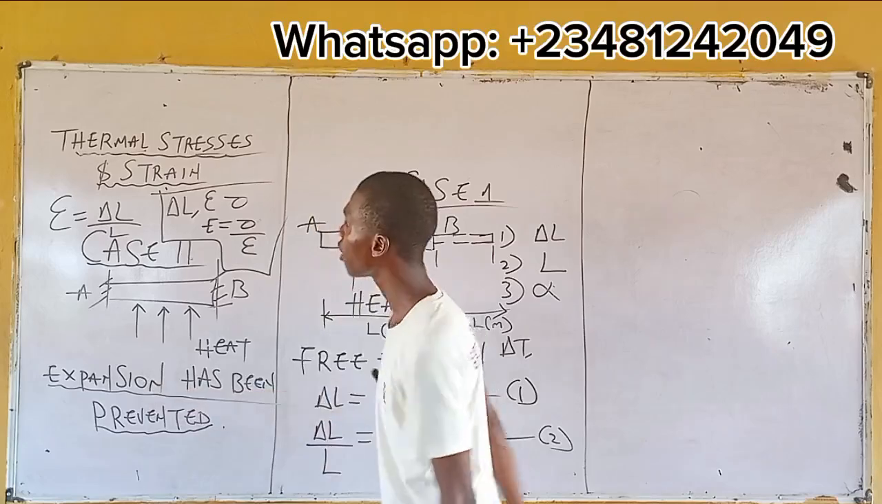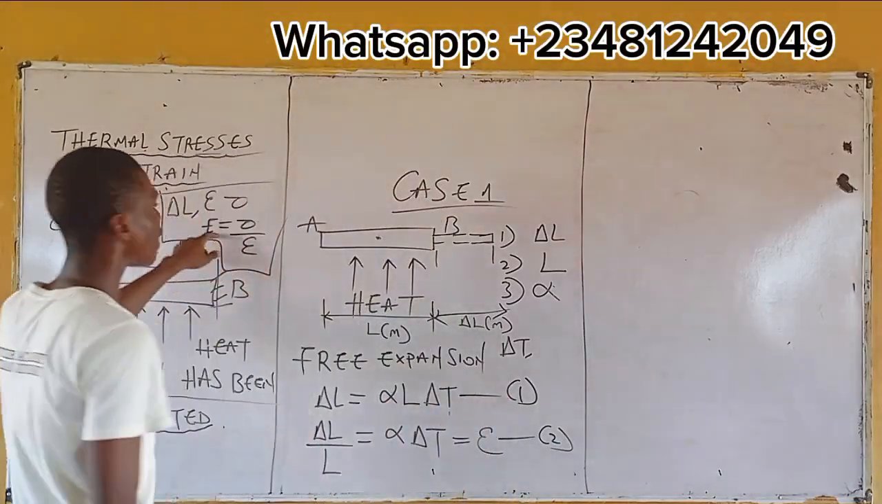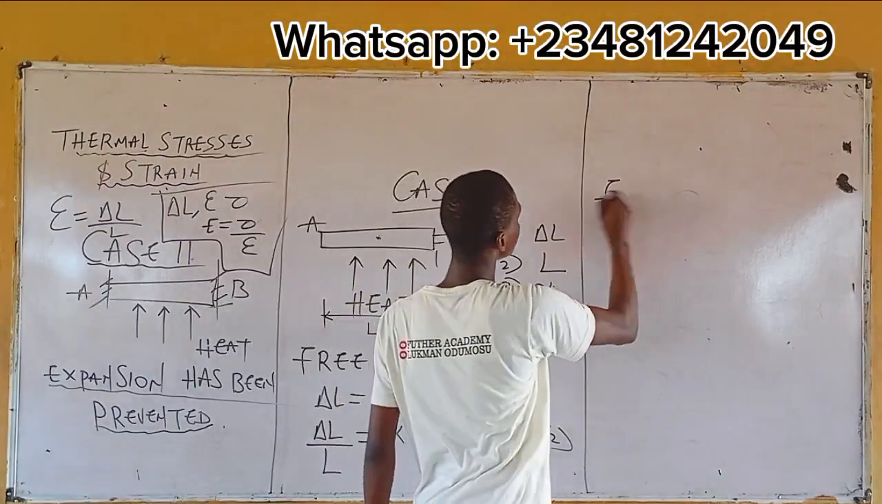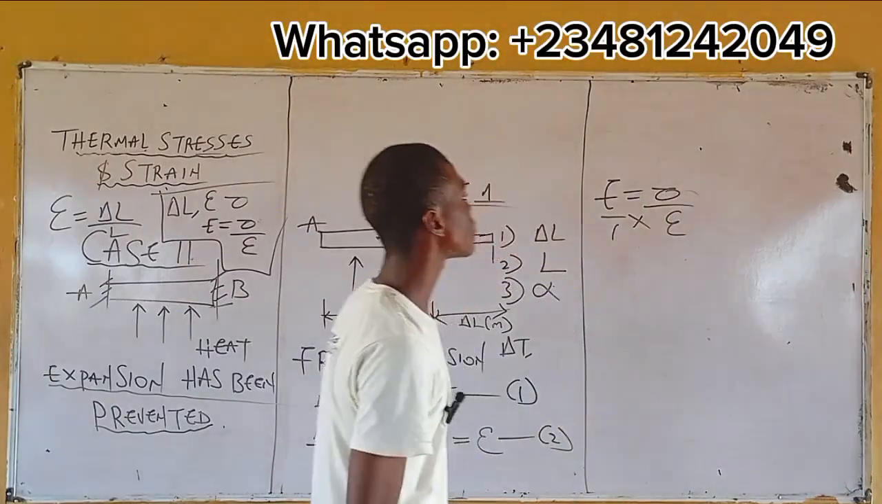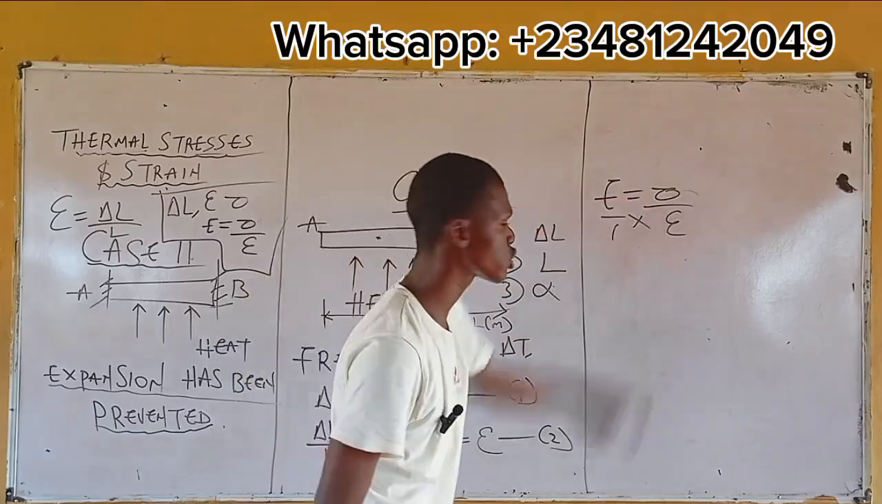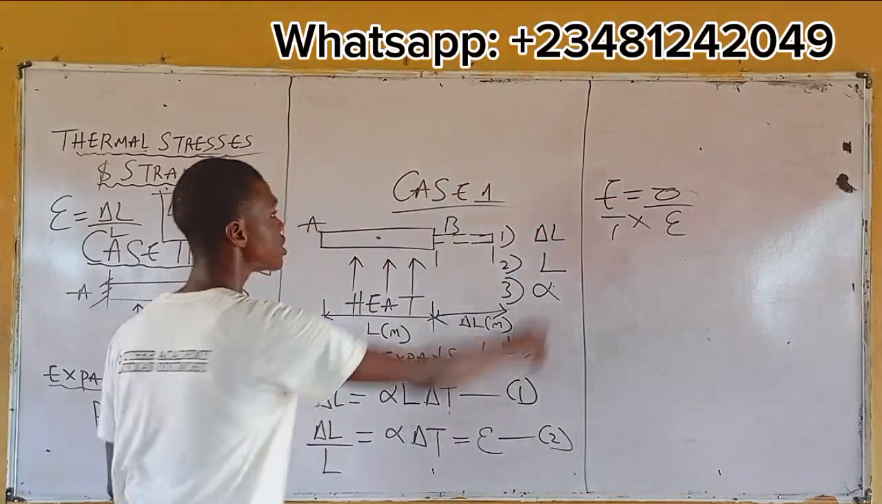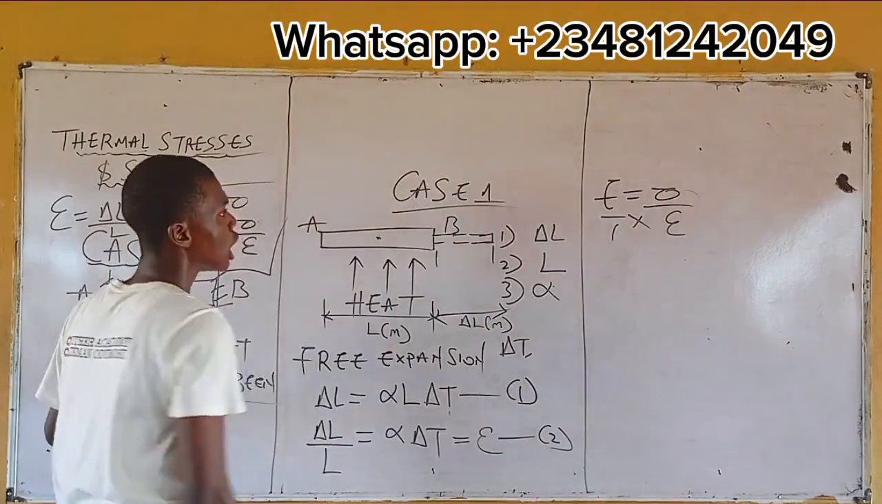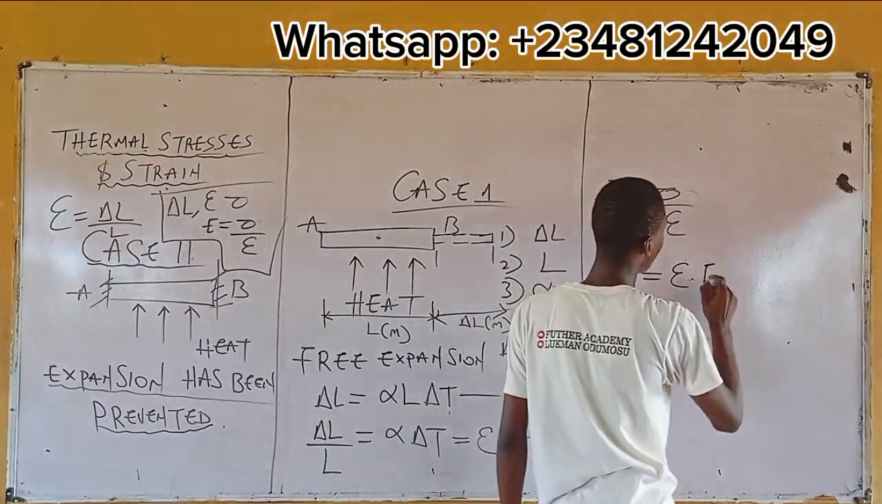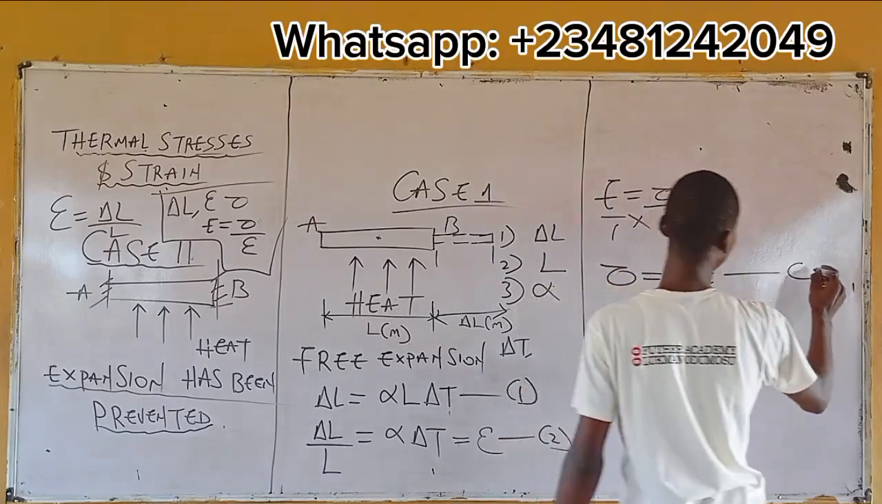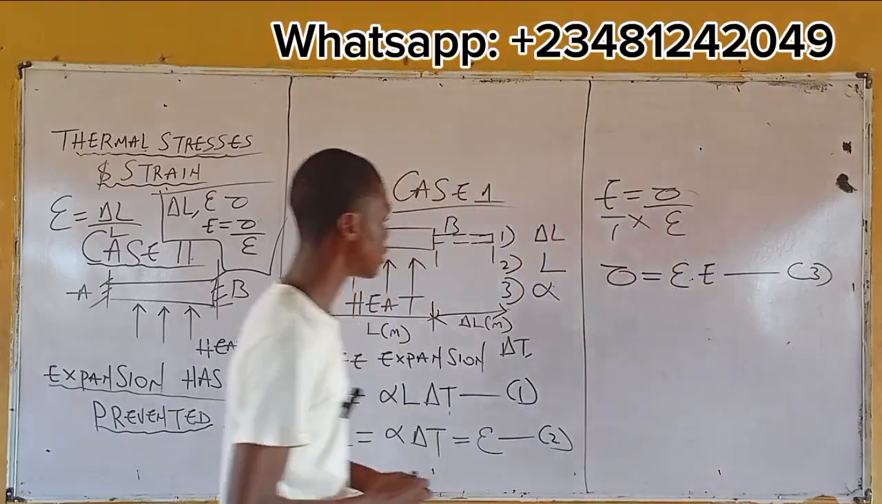Now, recall from here we said we have Young modulus. Young modulus is equal to stress over strain, E equals stress over strain. Make stress the subject of the formula, meaning the stress induced in case 2. So you have stress equals strain multiplied by E. Call this equation 3. Let's substitute values.